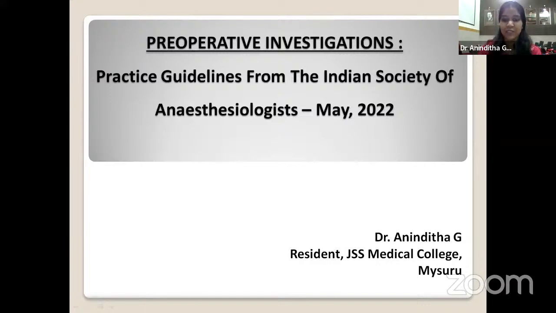So my topic today is preoperative investigations, practice guidelines from the Indian Society of Anesthesiologists, which was published in May 22. Before this, a battery of investigations were being ordered for all patients, even normal patients, and there were no proper guidelines as to what investigations were needed.